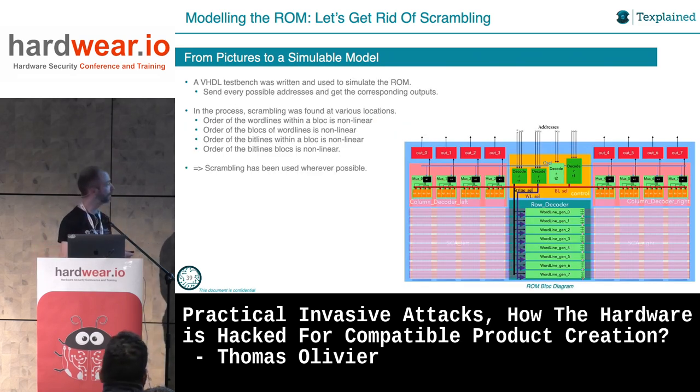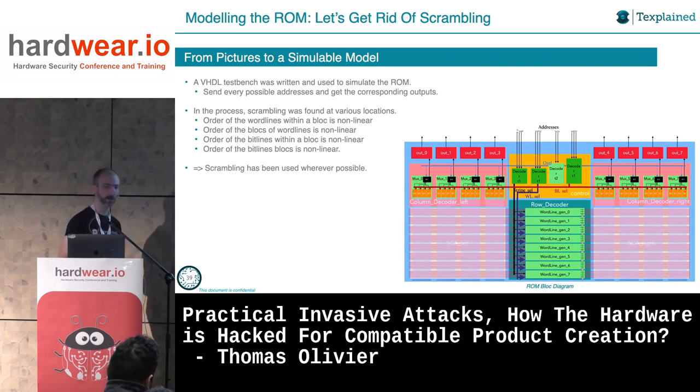The ROM looks like this if you look closely. You have banks that generate word line signals, you have multiplexers there, and this is the control logic over there. And what we found is that scrambling was everywhere. The order of those blocks is not this one; it's a random order, not a linear order.